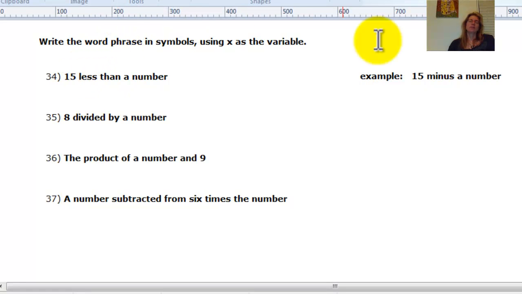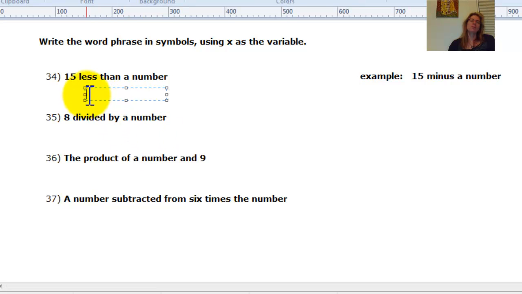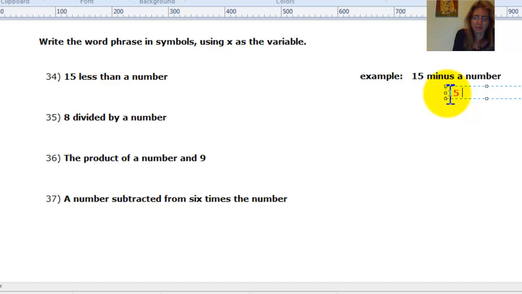15 less than a number. The tricky part, this is a different phrase than what I have over here. 15 minus a number is simply 15 minus a number, and anytime you see that phrase, a number, pick a letter and put that in. 15 minus x. A number stands for a variable. So that is that expression.